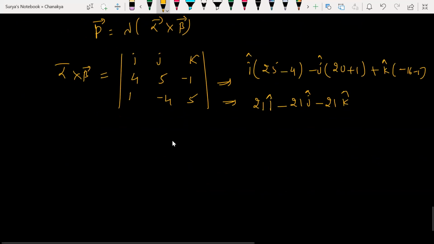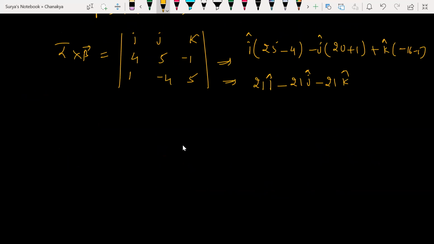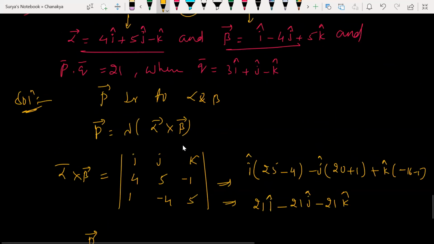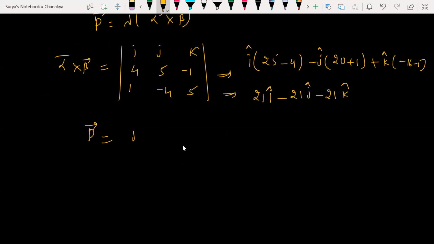Okay. So what is my P given, right? P is equal to what? P vector given is perpendicular to this, so alpha times of this much. Alpha times of minus 21 I cap minus 21 J cap minus 21 K cap.